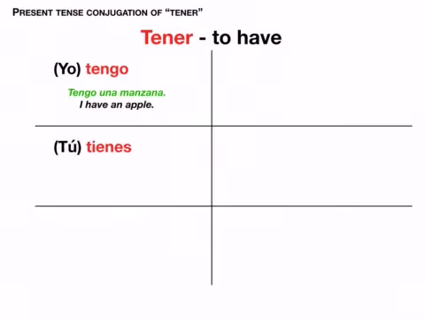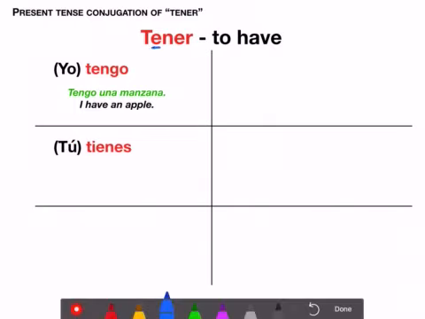Tengo una manzana. The tú form is also irregular. This E right here changes to IE. It's a stem changing verb. Notice the ending, ES, is what you would expect for tú, for an ER verb. So tú tienes muchos amigos. You have a lot of friends.